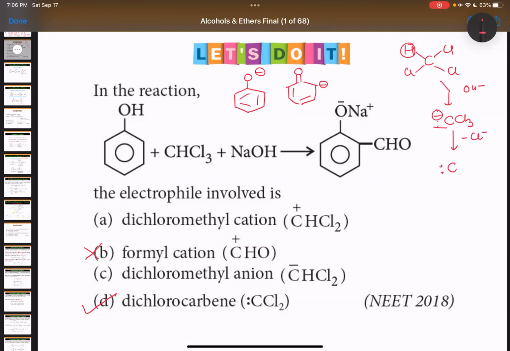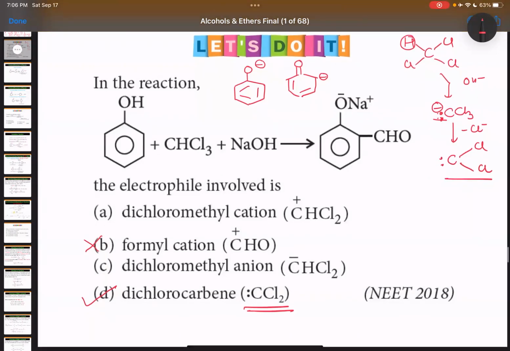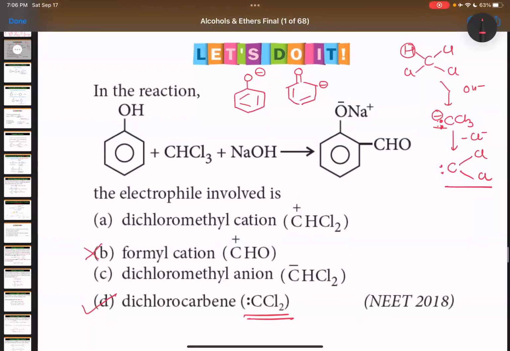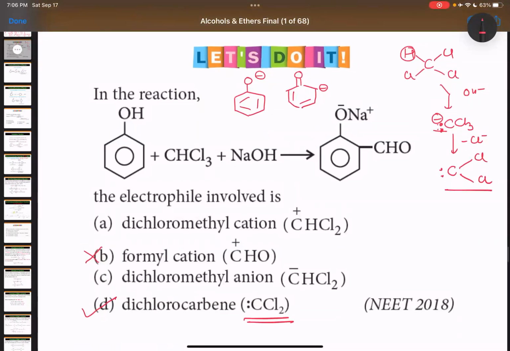A lone pair remains as such, which came by the removal of H plus. So it is the dichlorocarbene. Very, very important, right? You need to remember that the intermediate is dichlorocarbene. But this is not the only intermediate. Suppose someone asks you, this is also an intermediate, this is also an intermediate, right?